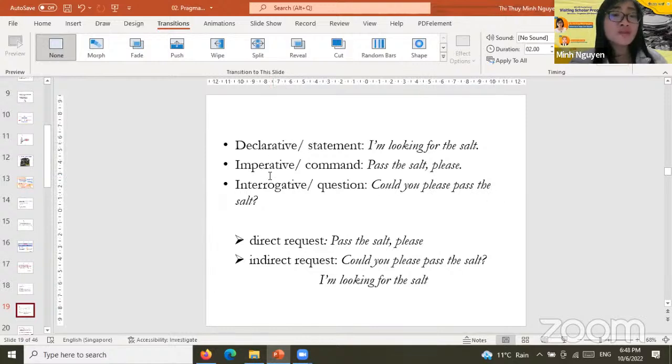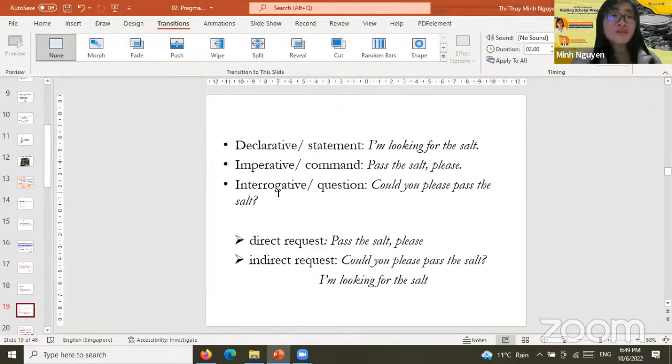Okay, they all have different functions or primary functions. The primary function of a declarative is to make a statement. Okay, I'm looking for salt. The primary function of an imperative is to give a command, pass the salt, please. And the primary function of an interrogative is to make questions. Could you please pass the salt?